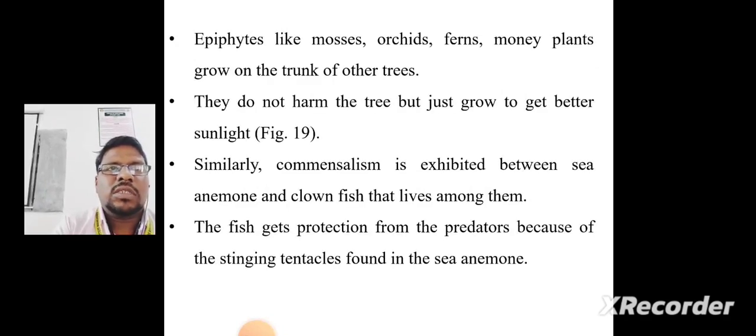Epiphytes like mosses, orchids, ferns and money plants grow on the trunks of trees. They do not harm the tree, but they get better sunlight. Similarly, commensalism exists between the sea anemone and the clownfish that lives among them.